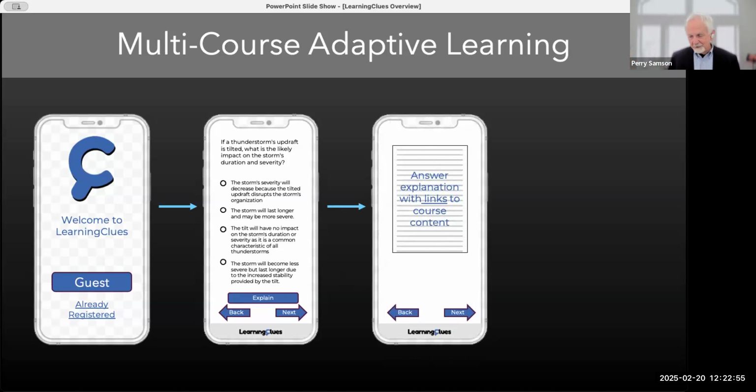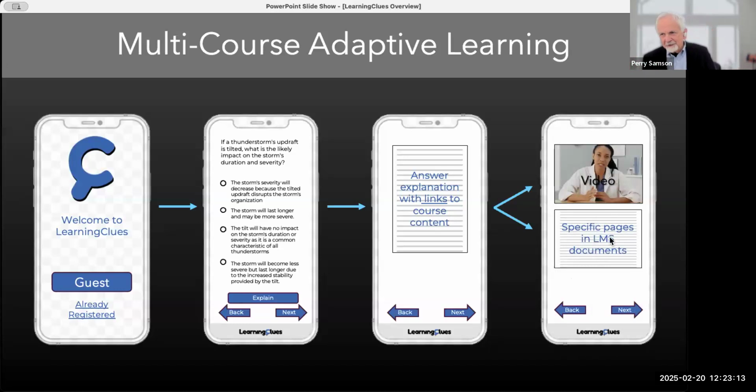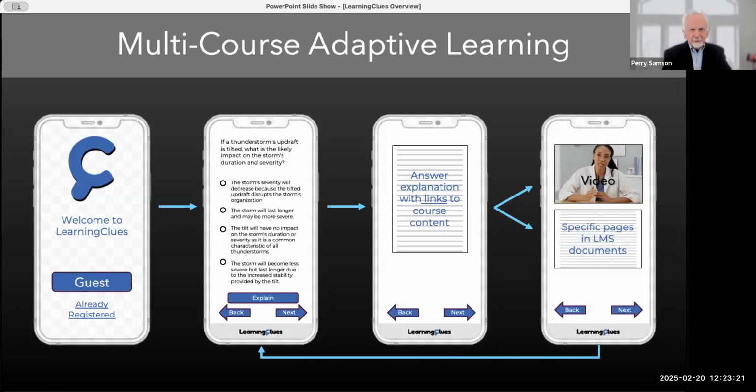And like you saw with the study clues, they're going to have citations in there which will take them to the spot in the video or the documents in the LMS which are relevant to the question. That would open up either the video from class or the specific pages in the LMS, and then they go on to the next question. So it's a simple system meant to engage the students more in the class.